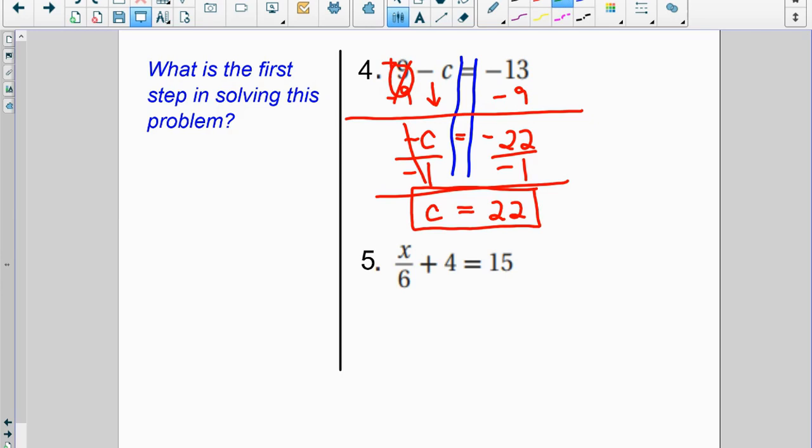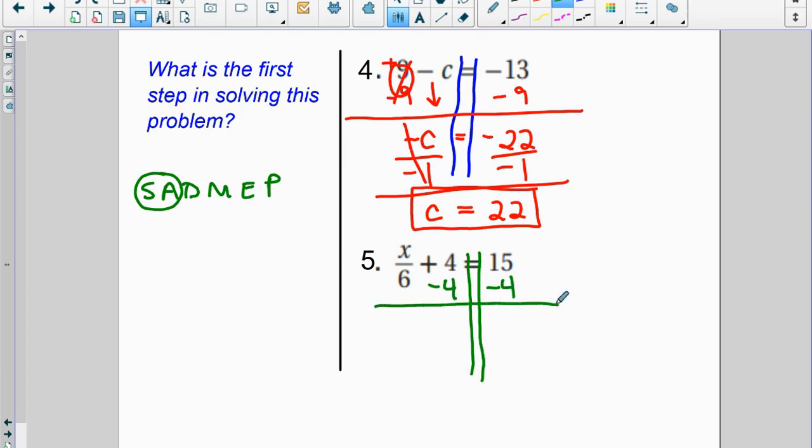All right, let's check and see how we did. Remembering to follow SADMAP when solving equations, we want to start by looking for any subtractions or additions that can be undone. We see that there's a +4 in this equation, so let's start by subtracting 4 on each side. 4 minus 4 is 0, so that's going to leave us with x over 6 equals 15 minus 4, which is 11.